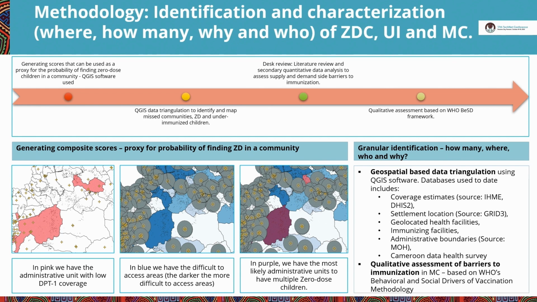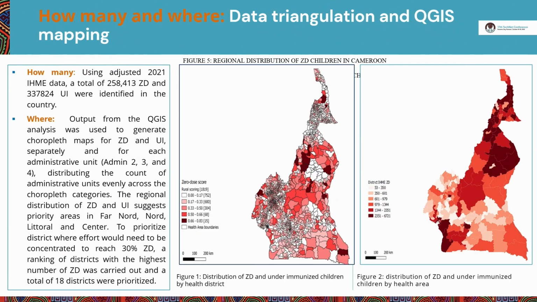And then the next thing is to leverage the WHO tool that Ant spoke about, that is the behavioral and social drivers for vaccine uptake, to explore the reasons why these children remain unvaccinated. The findings were really interesting, in the sense that we realized that over 230,000 children in Cameroon have not received their Penta 1 or DPT 1, and close to about 360,000 children were under-immunized. And when you triangulate the data with coverage, you actually see that it matches.